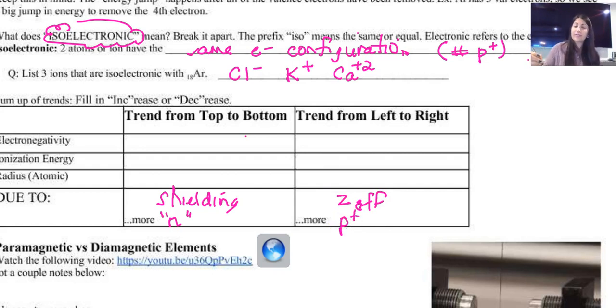Electronegativity, as we go top to bottom. Now, I like to fill in radius first because I know that radius increases. And so if this increases, then these 2 must decrease. Versus on this one, I know that left to right, it decreases, which means the other 2 must be increasing. Again, don't forget, electron affinity can be a little bit different. We don't really talk about the trends of that.